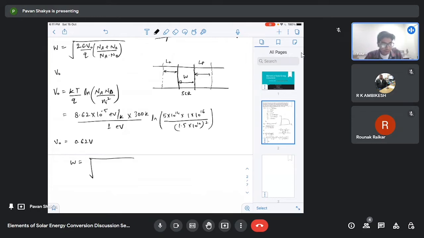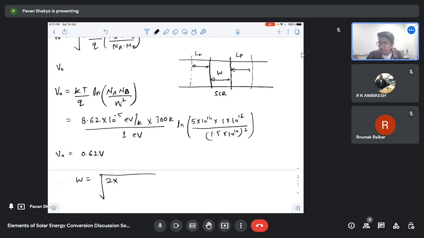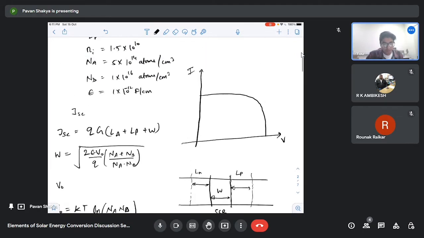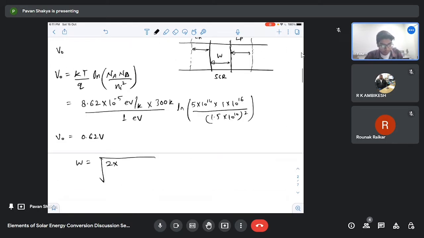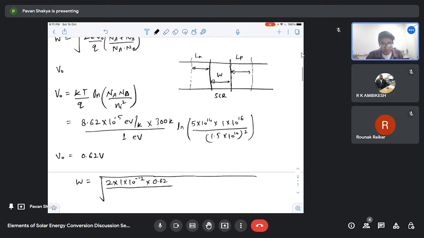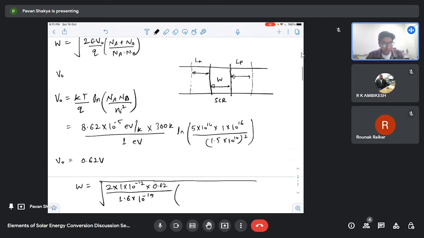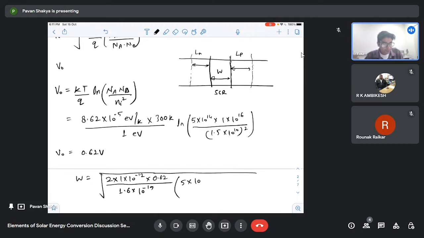So the W value will be under root 2 epsilon V naught. Epsilon is given, that is 1 into 10 to the power minus 12. Okay, and the V naught we have calculated as 0.62. This will be divided by Q, that is the charge of the electron, 1.6 into 10 to the power minus 19, multiplied by Na plus Nd, that is 5 into 10 to the power 14 plus 1 into 10 to the power 16, divided by Na Nd.